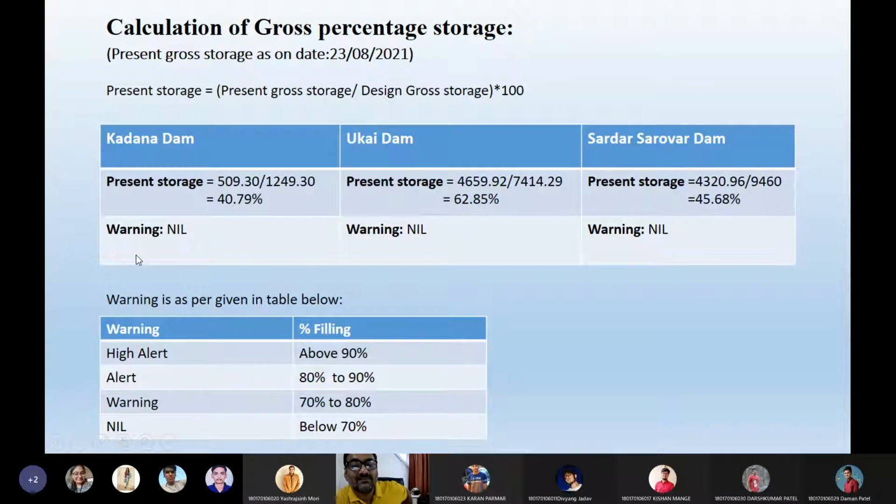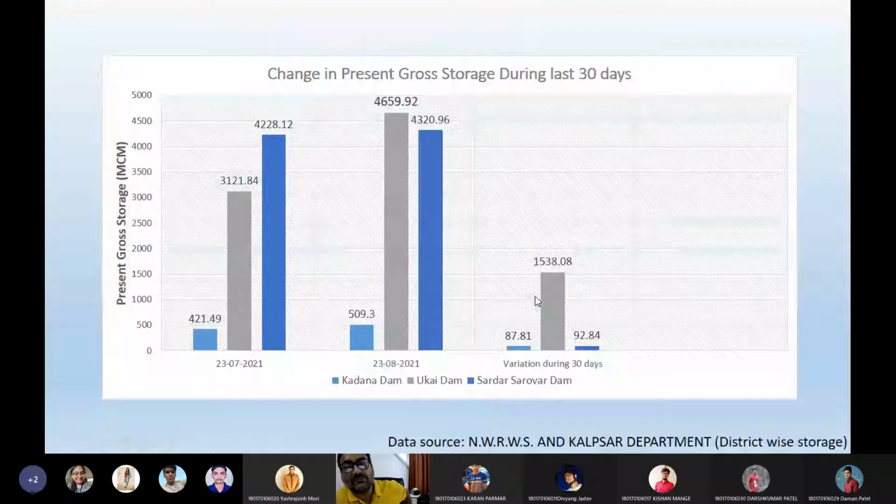The warning is given according to the present storage in the dam. It is high alert if the percentage is above 90%, an alert when it is 80 to 90% of the present storage, a warning for 70% to 80%, and null for below 70%. This is the change in the present gross storage during the last 30 days.